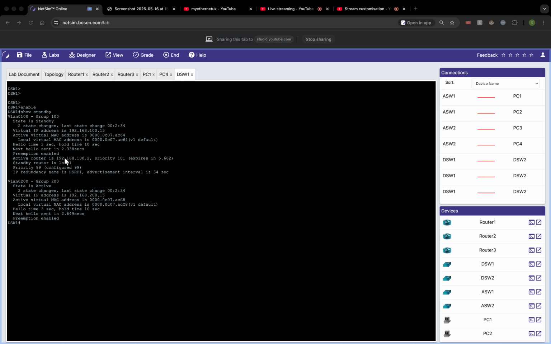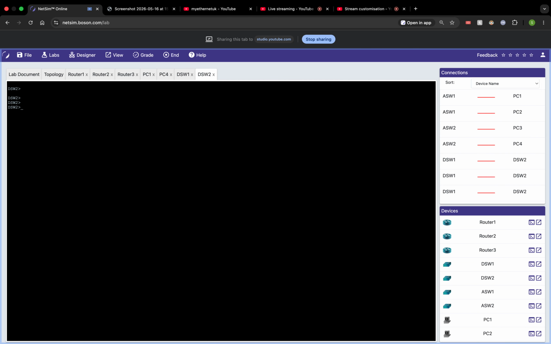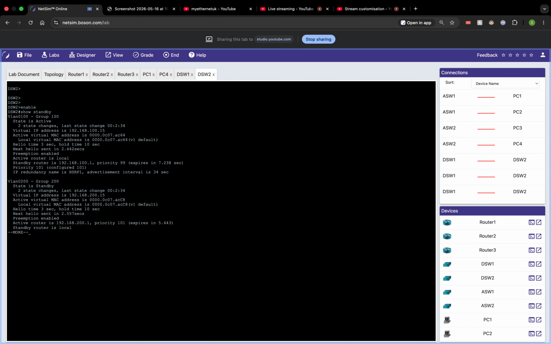On here, we can see for VLAN 100 and 200 separate virtual MAC addresses. Preemption is enabled. Let's now go into distribution switch 2. Run enable. Don't need to run conf t now. Show standby. Let's also see here, you see the version 1 default being used there. Another version 1 default there for the actual virtual MAC address.